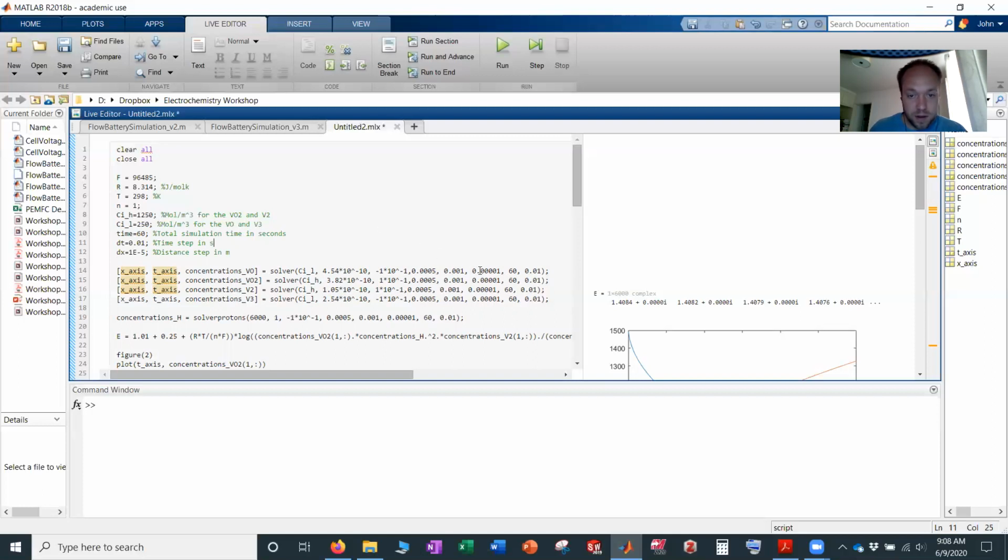So I think this is 5. 1, 2, 3, 4, 5. Yeah. So then I'm just going to start going through and replacing these. So this will be dt, dt, dt, dt, right? Down here, dt.